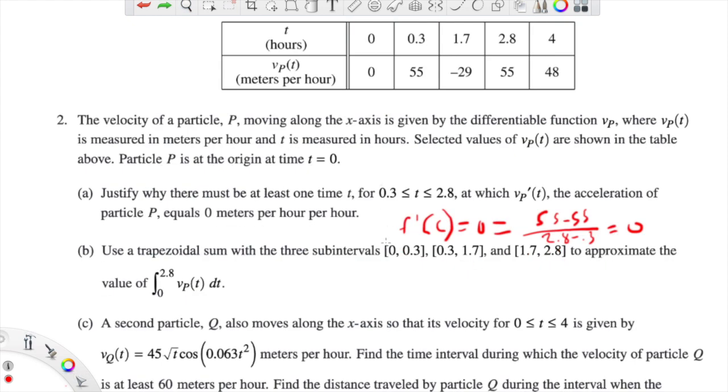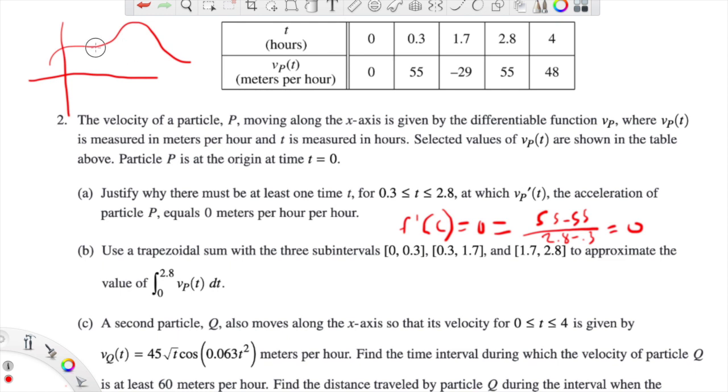So in the second part here, they're asking us to use the trapezoidal sum to find the area, or take the integral from 0 to 2.8. And these are the 3 subintervals. For those who might not remember, you've got any function, and you want to get the area under the curve.